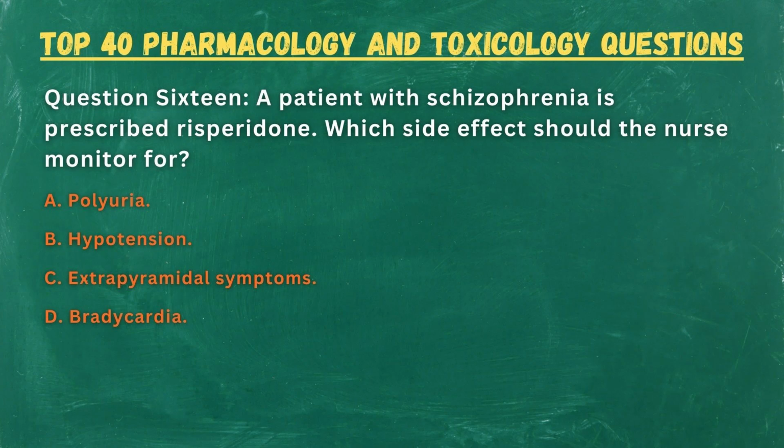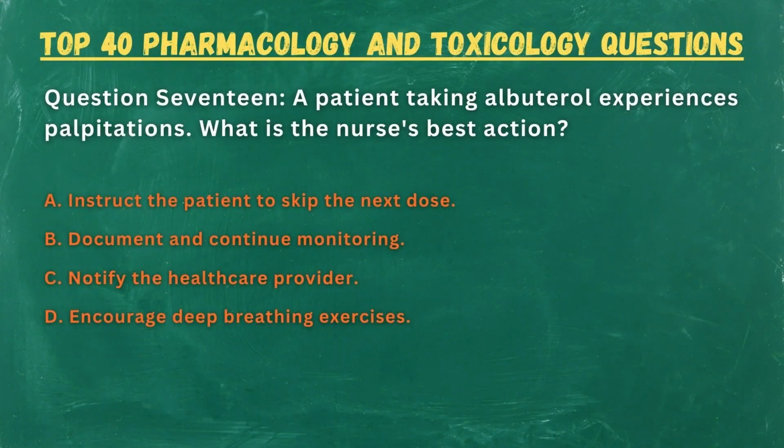Question 16. A patient with schizophrenia is prescribed risperidone. Which side effect should the nurse monitor for? A. Polyuria. B. Hypotension. C. Extrapyramidal symptoms. D. Bradycardia. Answer: C. Extrapyramidal symptoms.